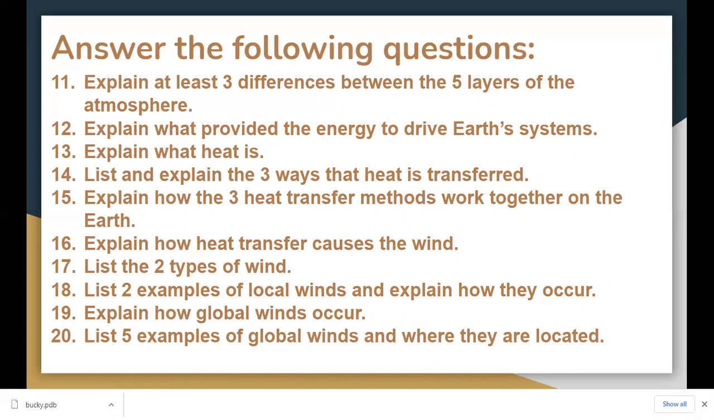List the two types of wind. We talked about them. They're called local winds and global winds. Give two examples of local winds and explain how they occur. Explain how global winds occur. List five examples of global winds and where they are located.